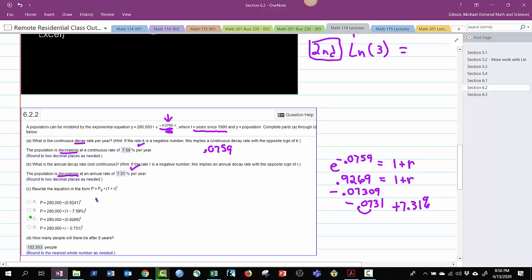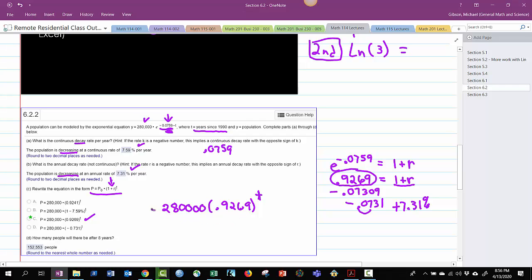Now, they want you to write it like this. They've already given it to us with the e. They want us to rewrite it. So the 280,000 stays the same. You'll notice they have that in all the options. What's happening here, you see the 1 plus r is this. That's what they want. They want that number, 1 plus r, to the t. So you've got your original 280,000, pull your 1 plus r from over here to the t, and then look for it, and there it is right there.